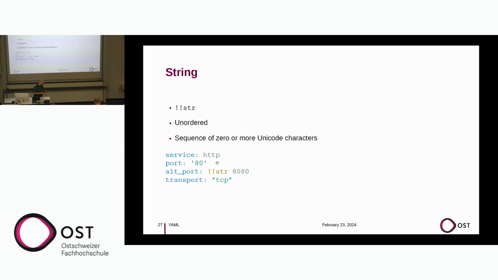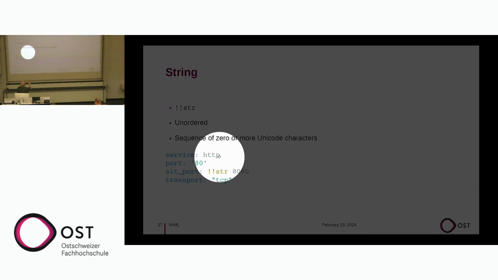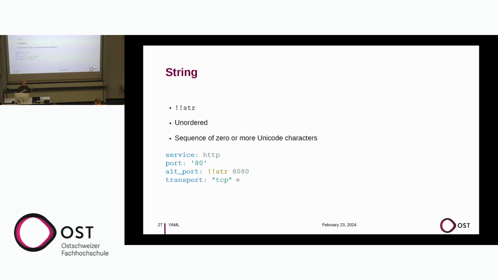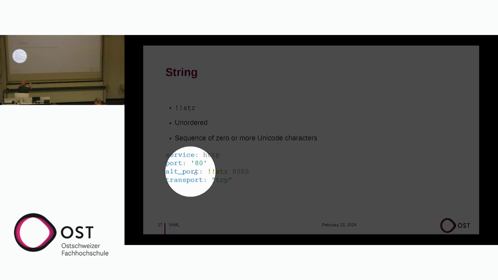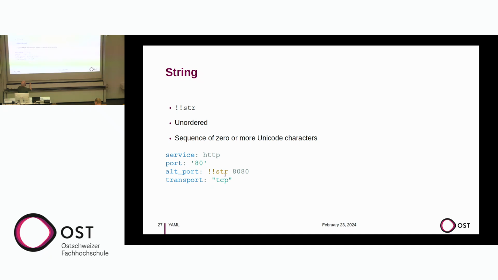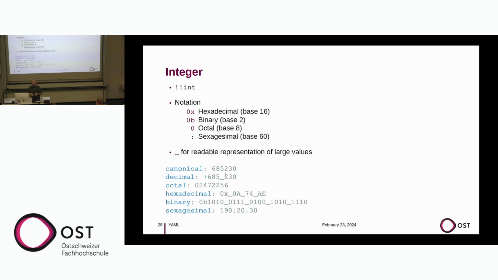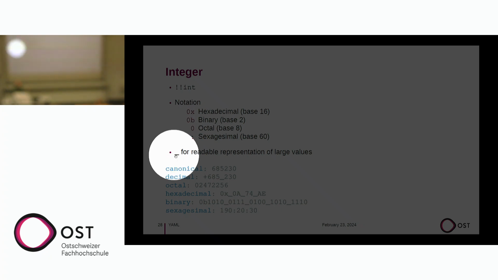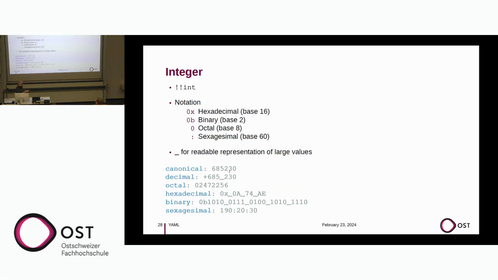Strings, normally I would recommend, if you're not sure if it's automatically a string, just put it in brackets. We could also use the explicit style with this tag. It's not used so much, but yeah. The same for integer. Here we have some special features. So for example, we can use underscore to make numbers more readable. They will be just ignored.